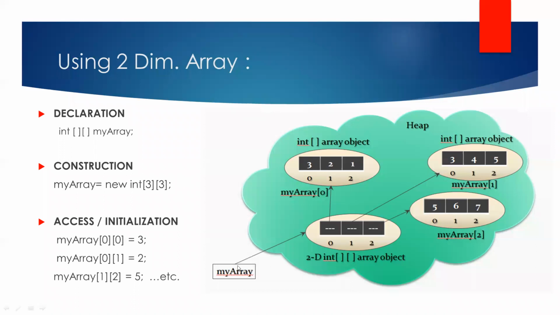When we write new int 3 and 3, this will create an array with 3 dimension, that is 0, 1, 2, and for every index, this 3 will be allocated, and this 3 represents another array. That's why we say two-dimensional array or multi-dimensional arrays are arrays of arrays.